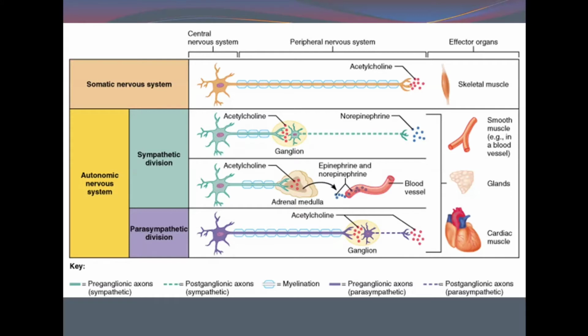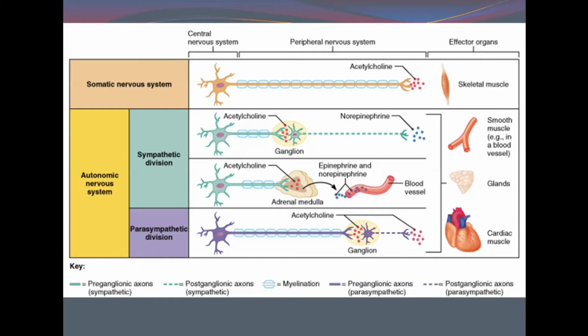This figure shows somatic nervous system and autonomic nervous system. In somatic nervous system, the cell body is located in the CNS, from where axon is released and runs in the peripheral nervous system and ends on the target tissue, where the acetylcholine is released. In autonomic nervous system, it is divided into sympathetic and parasympathetic division.